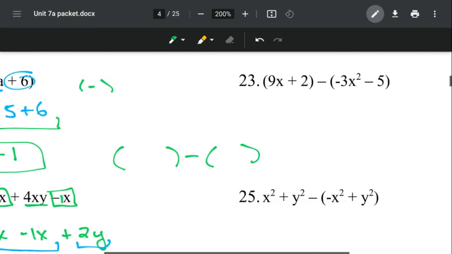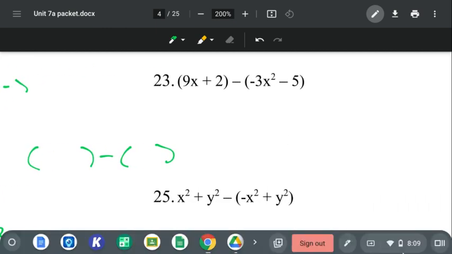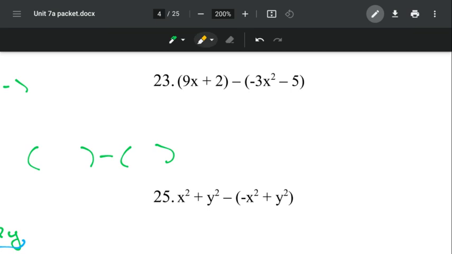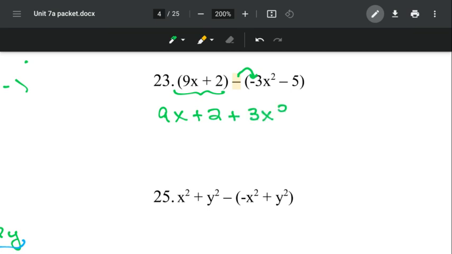Now, question number 23. These are working with subtraction. I know it's subtraction because I see that little minus sign there. Whoops, trying to erase. There we go. So what we're going to do, I'm going to rewrite my first set of parentheses, 9x plus 2. Before I rewrite my second, I have to distribute this negative. Negative times a negative is a positive 3x squared. And then I do it again, plus 5. It's kind of like keep, change, change.